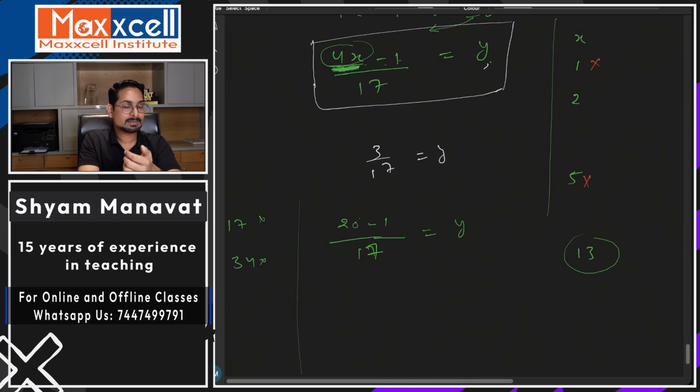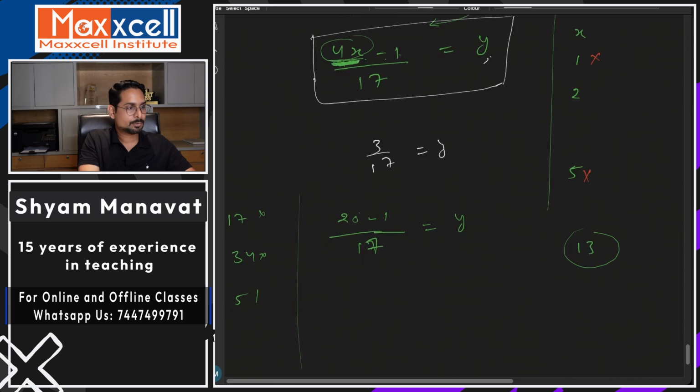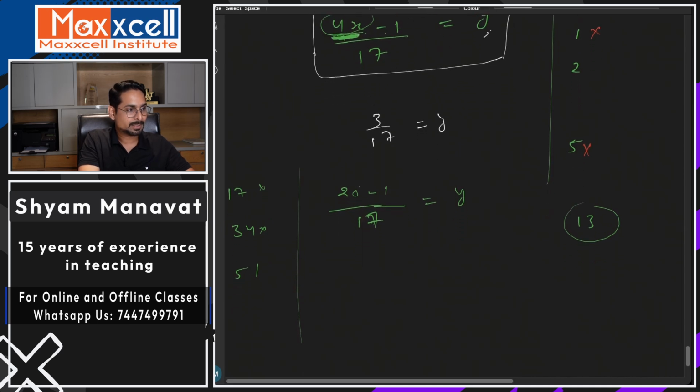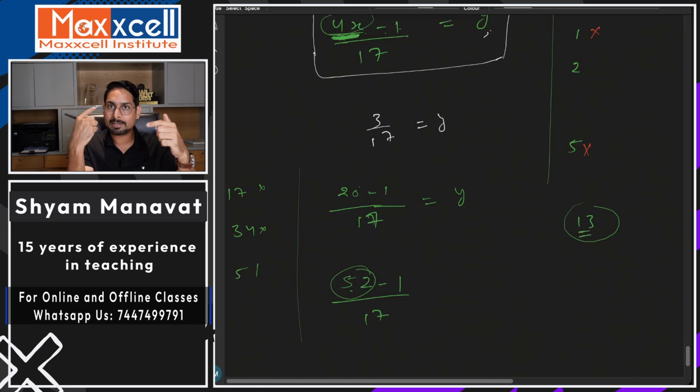Then I tried the next multiple of 17, which is what? 51. 17 3s are 51. Now for the numerator to be 51, 4x should be 52. And this is possible because 52 is divisible by 4. I mean, 52 is a multiple of 4. Yes, and that you can achieve by substituting x equal to 13. So that's how I calculated.